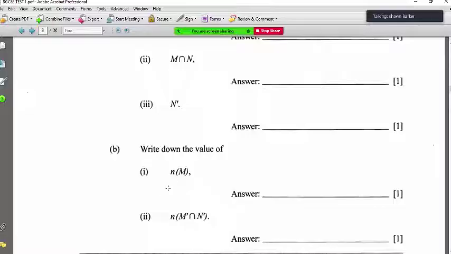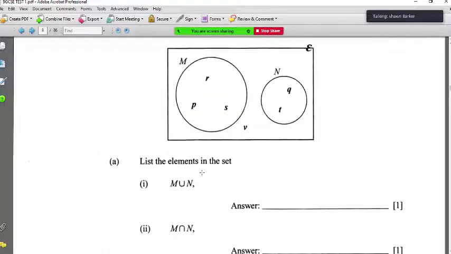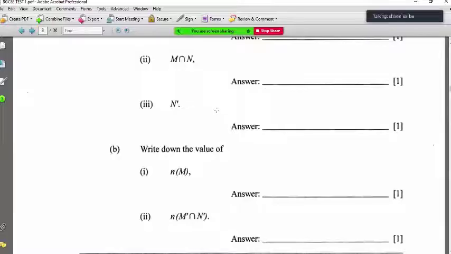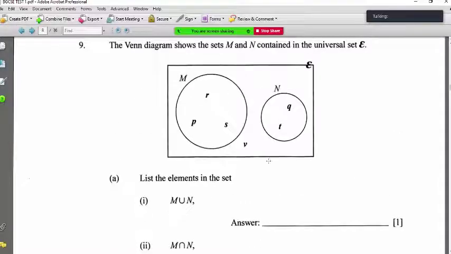So here, the number of elements in M. Here we'll have three elements. Then the number of elements in the intersection of M prime and N prime. So what's not in M and not in N? Not in M, not in N. So we have one element, which is just this V.